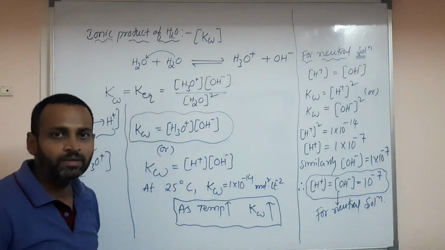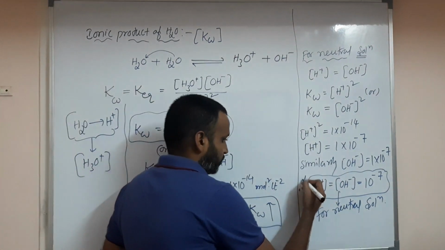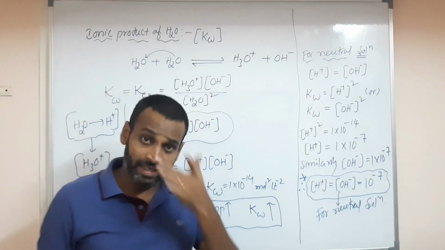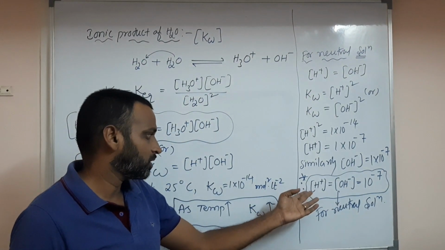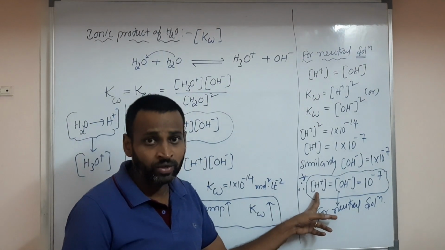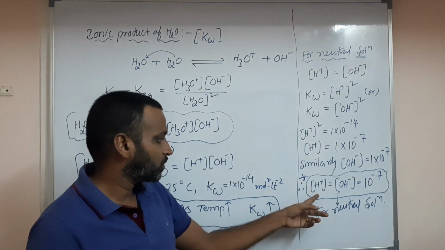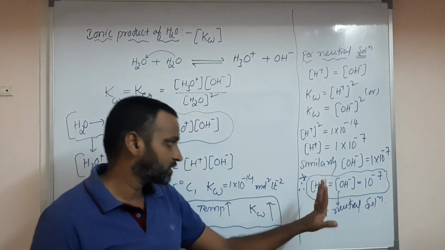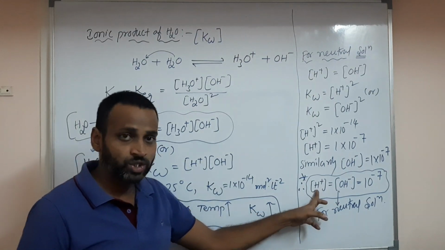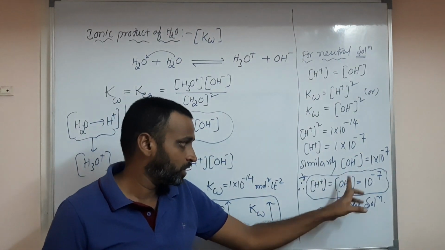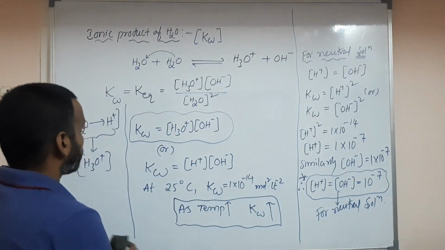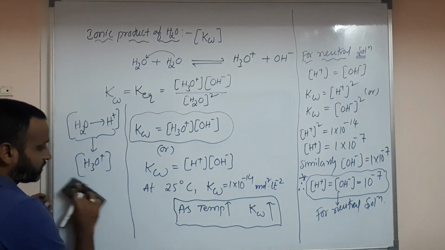So very simple. Please remember this much, it is enough for you, because now we are not writing any board exams like that. These are important for you, as you are going to write only NEET exams. So if you remember, this is enough. But how did we get this? This is the way. Concentration of H plus is equal to concentration of OH minus is equal to 10 power minus 7 for neutral solutions.